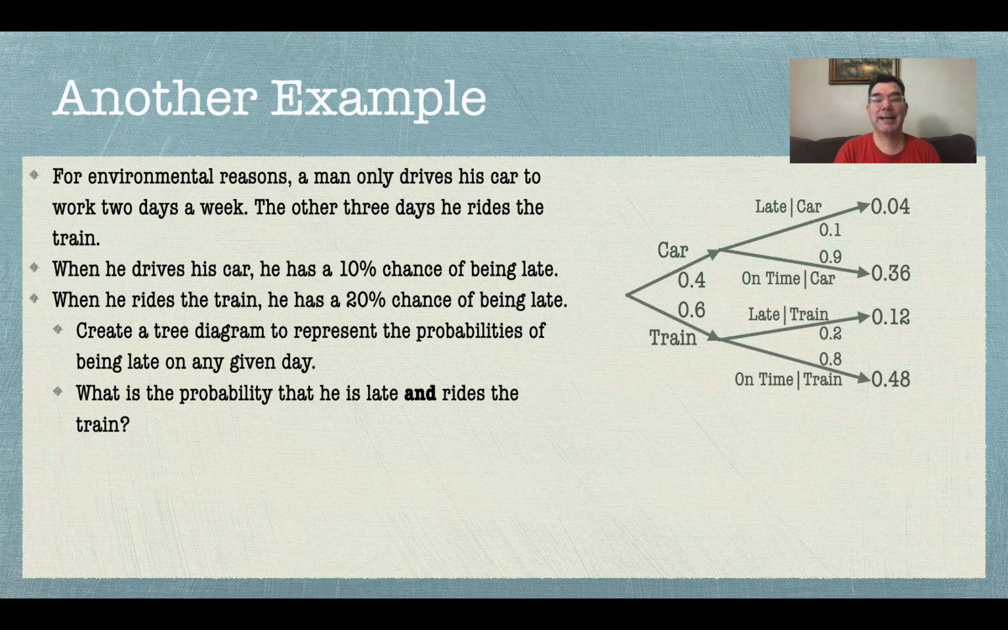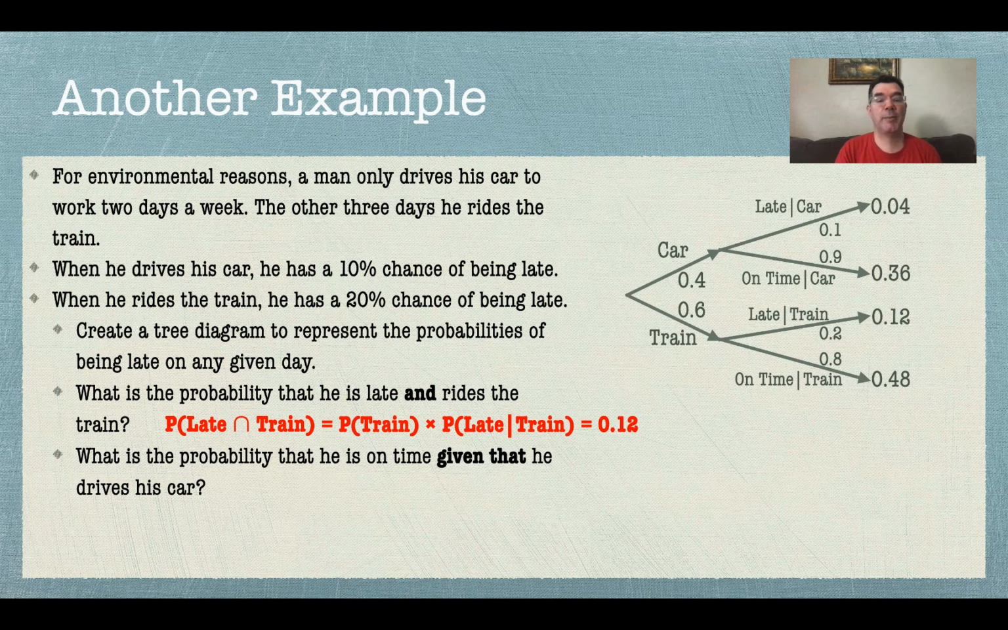So now I can ask some questions about this situation. What is the probability that he is late and rides the train? So I simply need to follow that path that talks about him riding the train and being late. So that's this path right here. The probability that he takes the train times the probability that he is late given he takes the train. So that's the 0.6 times the 0.2, and that is 0.12.